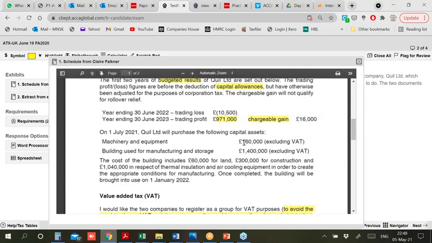Now, on machinery and equipment, I can see that it will qualify for AIA. Building used for manufacturing and storage: is there any allowance that can qualify for buildings? Does it ring any bell, guys? Any specific allowance? Great, Ashik, it's SBA, that is structures and buildings allowance.